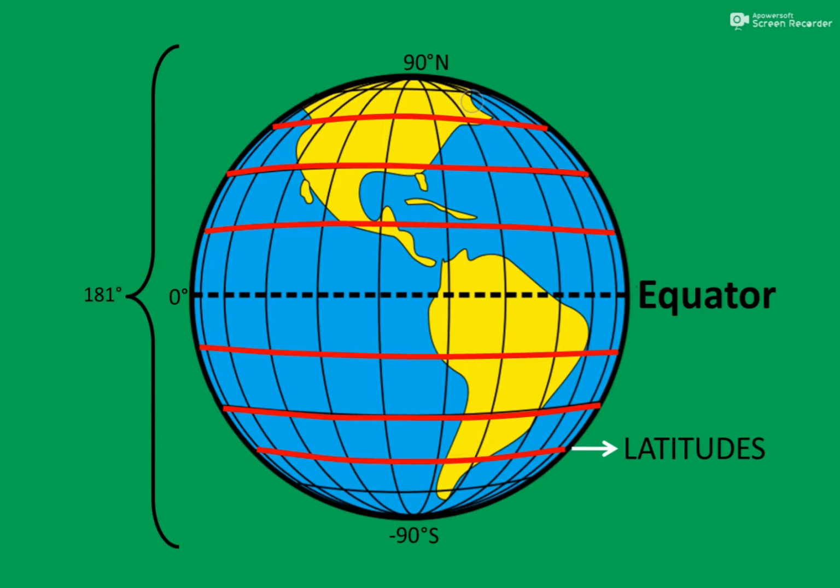Now how come 181? Because on top we have 90 and down we have again 90. So 90 plus 90 is 180. I'll tell you how it is 181. We also add this 0 degree, that is the equator. So we get 181 degree latitudes. Okay, children?